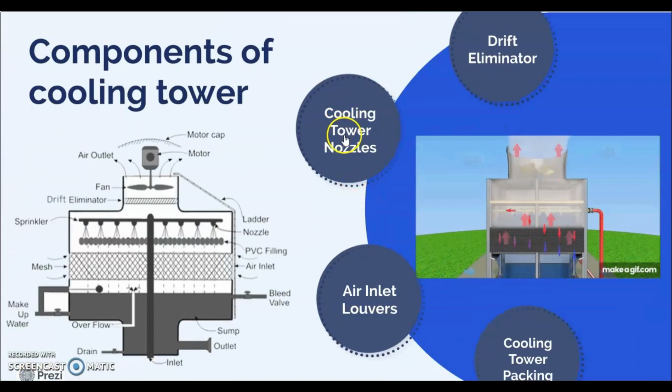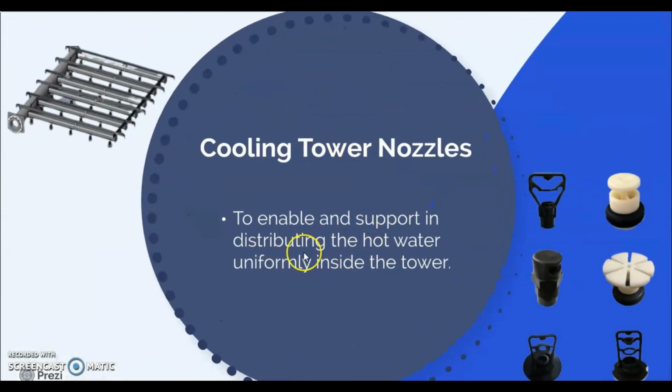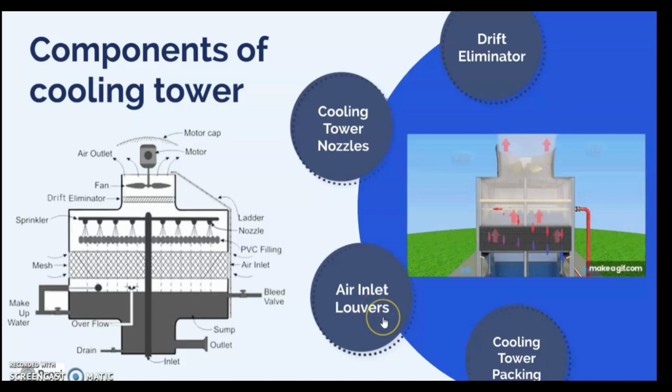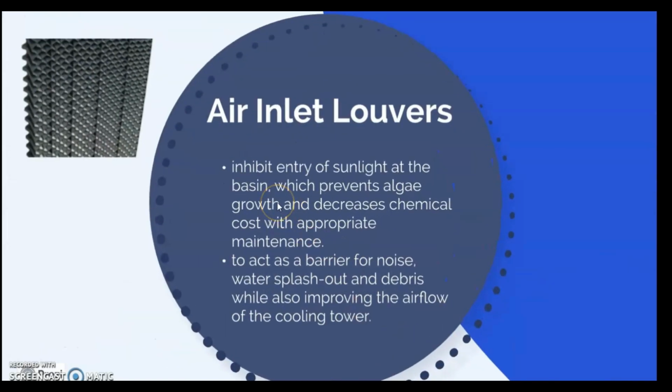Next, cooling tower nozzles. It is to enable and support in distributing the hot water uniformly inside the tower. It looks something like this. Next, air inlet louvers. It inhibits entry of sunlight at the basin, which prevents algae growth and thereby decreases the chemical costs with appropriate maintenance.